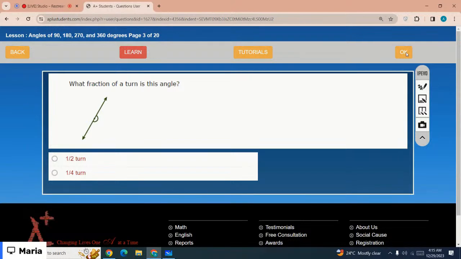What fraction of a turn is this angle? From 0 to 180, which turn is it? From 0 to 180, that is the half turn, right? From 0 to 180, that is the half turn.